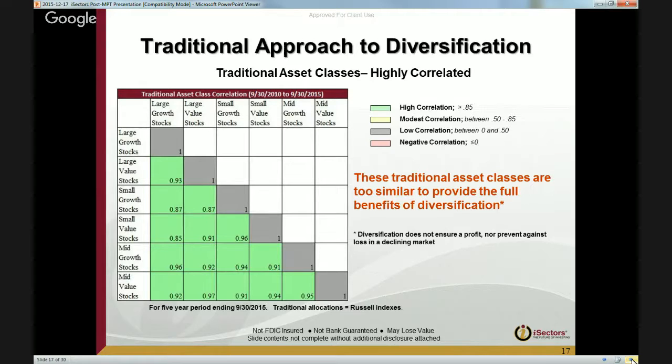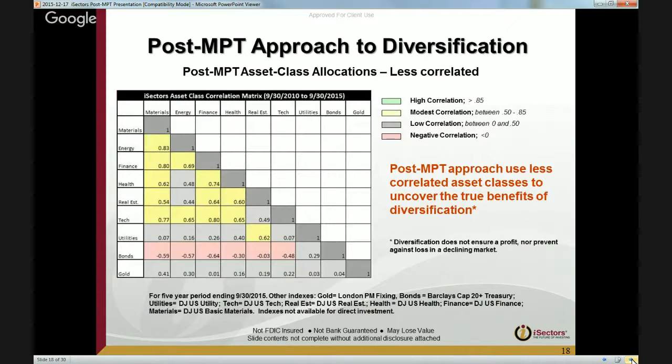And if you look at the next slide, it shows you a correlation matrix of the asset classes that we use in the post-MPT models. And you can see the asset classes that make up the post-MPT models in the far left-hand column. But you can see there that some of these asset classes are negatively correlated, low correlated, or most of them are moderately correlated.